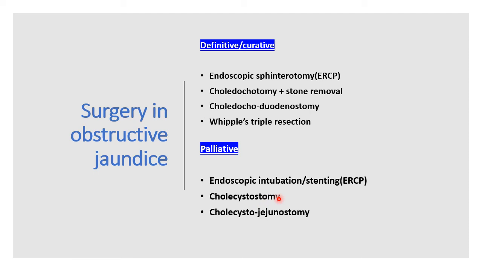A simple procedure of introducing a catheter percutaneously into the distended gallbladder to drain out the obstructed biliary system. For a more definitive procedure, you can do a cholecystojejunostomy, where the gallbladder, which is grossly distended, is anastomosed to the jejunum, thereby providing an alternate path for the draining of bile from the obstructed system into the jejunum.